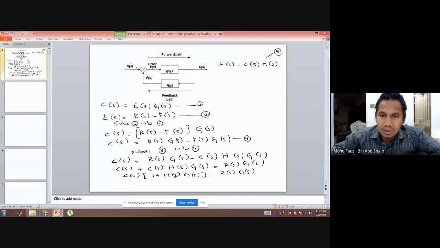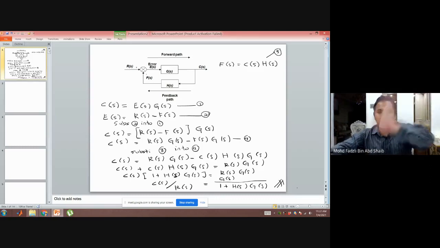This is C(s) times 1 plus H(s)G(s) equals R(s) times G(s). So now C(s) over R(s), output over input, equals G(s) over 1 plus H(s)G(s).